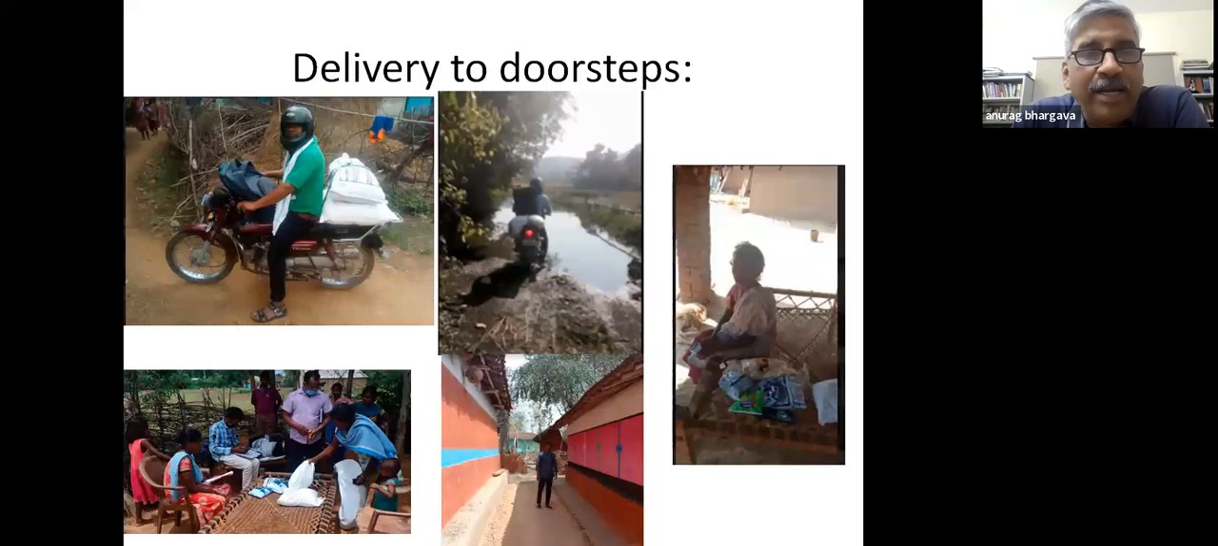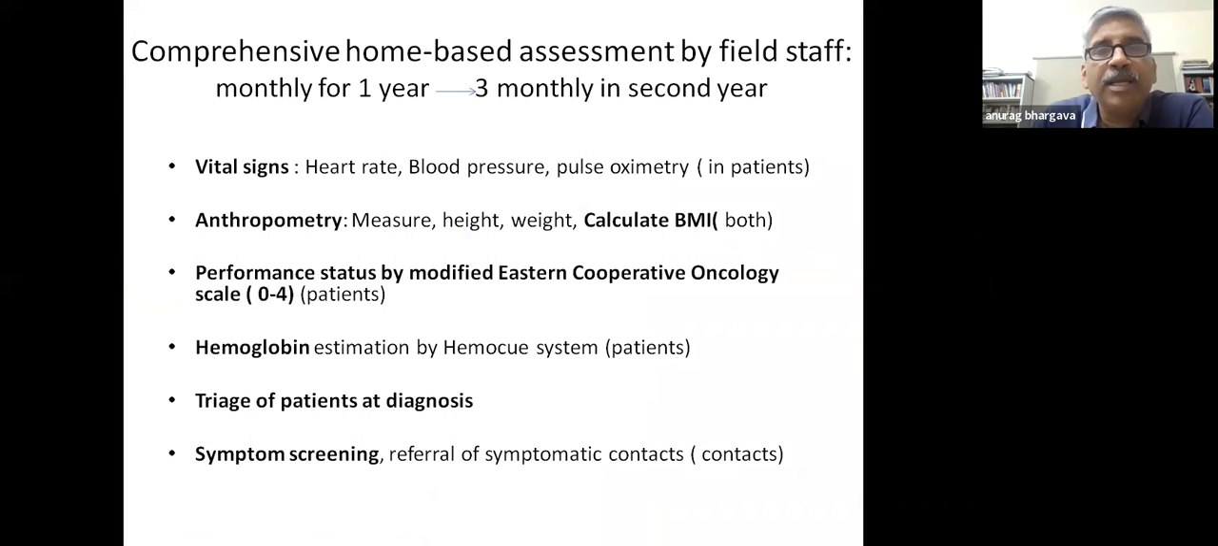So the terrain is very challenging. There are often no roads, and sometimes they have to even cross these streams while balancing the food rations and their equipment. But the experience with the patients has actually made it all worthwhile. So the field staff does a comprehensive home-based assessment, and I think this should be available to all patients in the future. TB is one disease where we do not have any risk stratification at diagnosis.